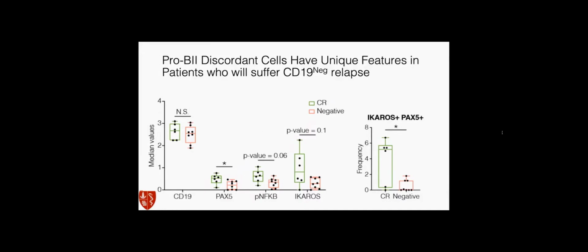However, they do have differences in PAX5, in phospho-NF-kappa B, and in Ikaros, and the patients who go on to have a 19 negative relapse have lower levels of these proteins in their pre-CAR sample in the Pro-B2 discordant cells. And when you look at them combinatorially, the patients who go on to a negative relapse have lower levels of PAX5 and Ikaros in the pre-CAR sample. And this is provocative from the standpoint that CD19 is a known target of PAX5, so it makes me wonder whether these are cells that are somewhat poised to already suffer 19 negative relapse because they're wired differently to enable 19 to turn off under pressure.